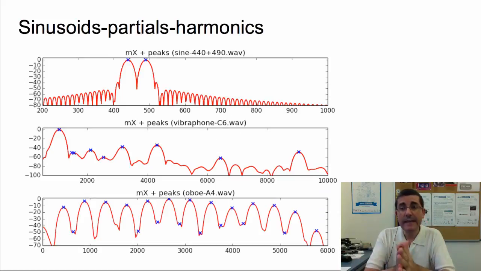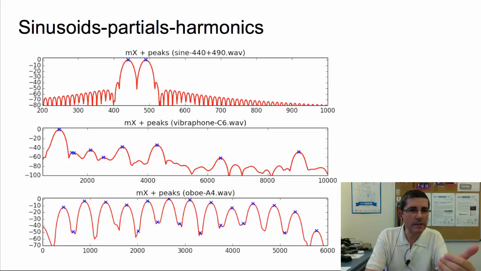In order to better understand the concept of harmonics, it's important to understand the difference between sinusoids, partials, and harmonics. Many people get confused with that. So a sinusoid is a mathematical function. It's a function that we compute from an equation, and it has an analytical representation, and therefore comes from a mathematical point of view.